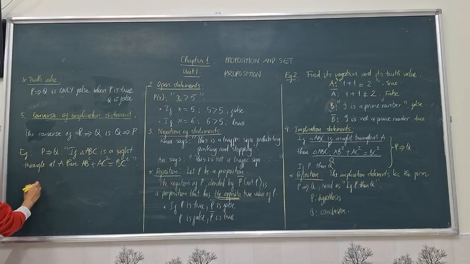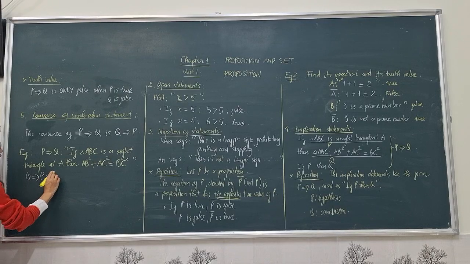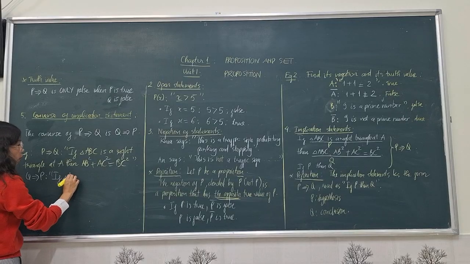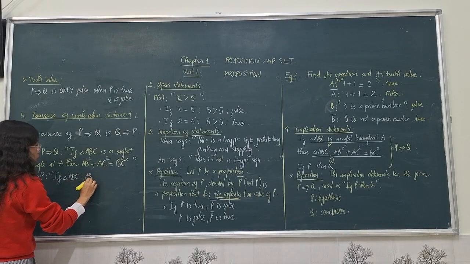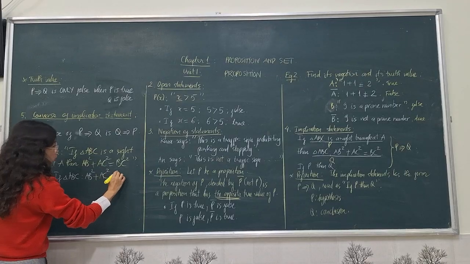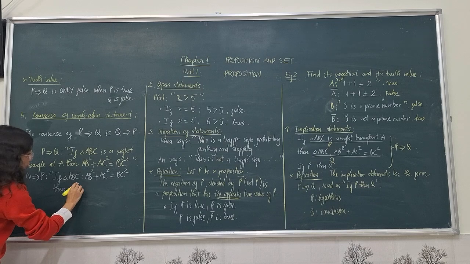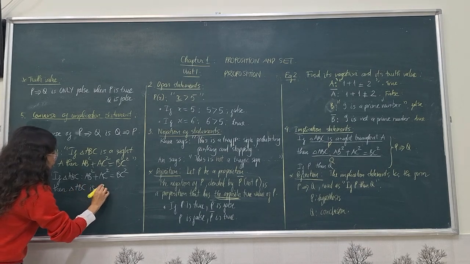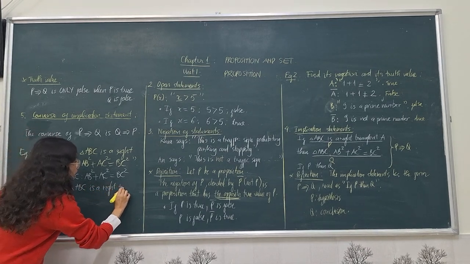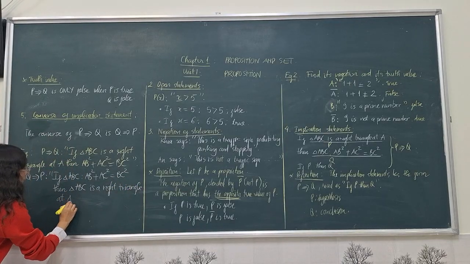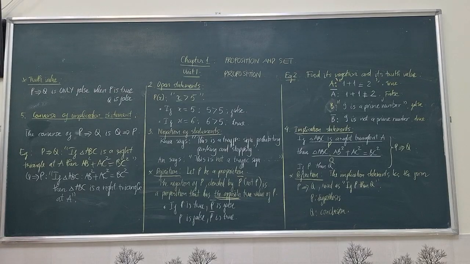Now find the converse of it. Q implies P. If Q, then P. If Q is here, if triangle ABC has AB squared plus AC squared equals BC squared, then triangle ABC is a right triangle at A. That makes sense? Yeah.